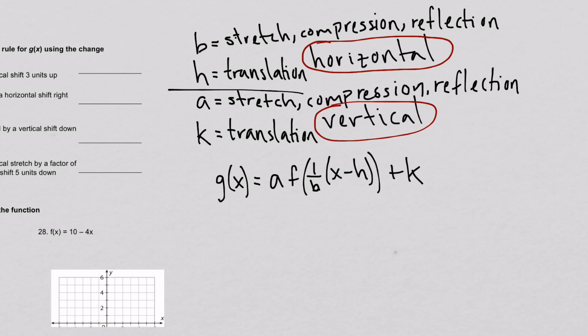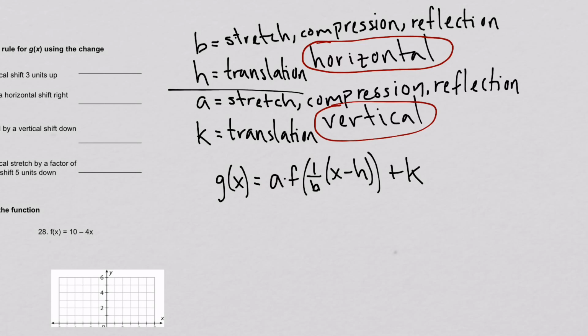So that is the general form of the transformation of any graph. Any function can be transformed using this general form. The main thing to notice here is that a is outside of the function most of the time, and it is a multiplication operation. I am multiplying a times my function. b is inside of my function, and it's always a ratio, a fraction, 1 over b.